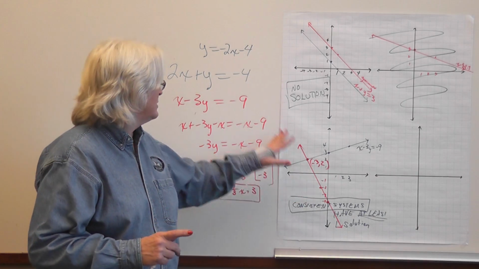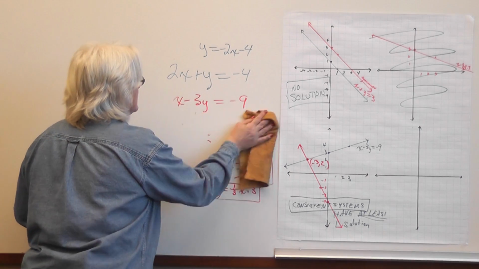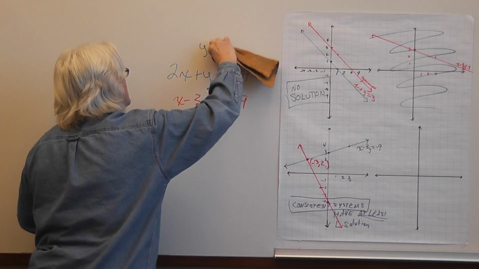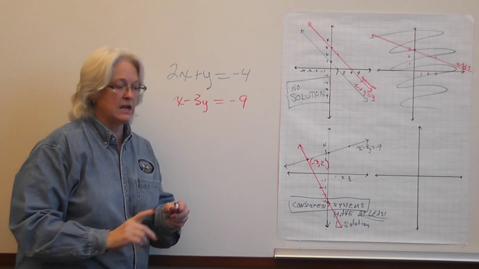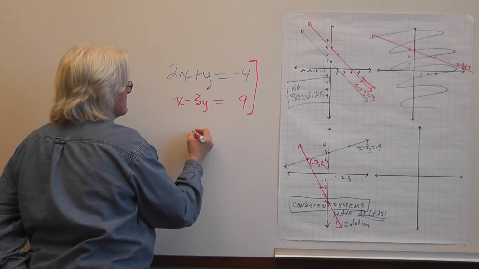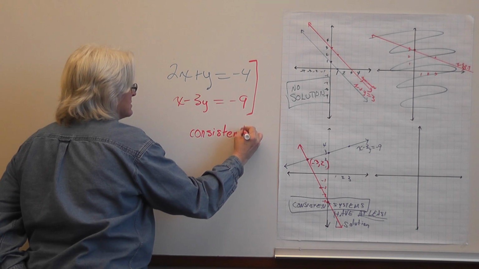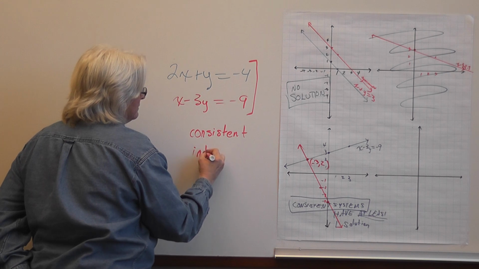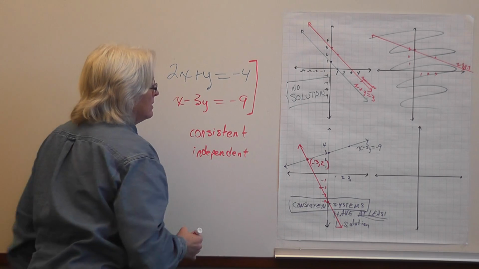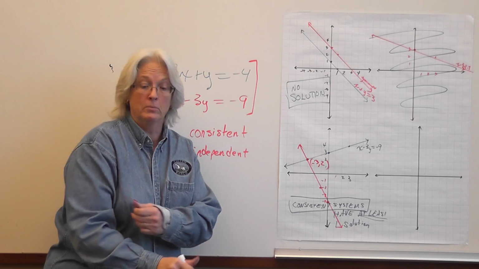The original system of equations, 2x plus y is a -4 and x minus 3y is a -9, is consistent because there's at least one solution. It is independent because there is only one point of intersection, and therefore we know that these two lines are simply intersecting in one point.